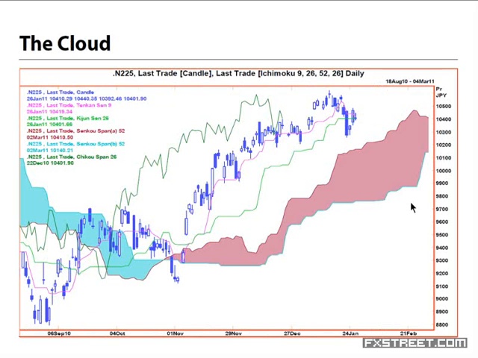Now this is where it really gets interesting, and this bit here is the cloud. This particular system has it pink when it is going up and turquoise when it is going down. It doesn't actually matter. But first of all, how to calculate this upper line? This upper line is the 9 and the 26-day moving average that we saw on the previous slide, added together and divided by 2, and plotted 26 days ahead of time.